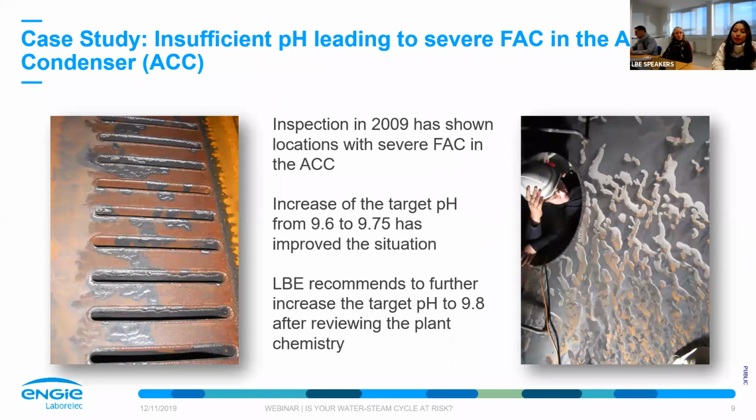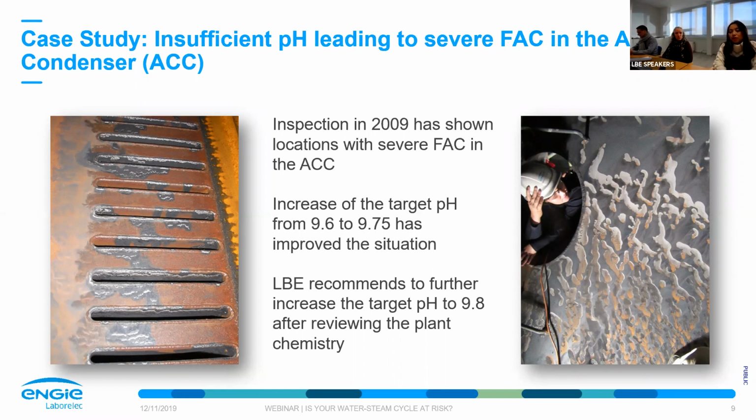You can see here it's pictures of an inspection Laborelec did in 2009, and what you recognize here is the sign of several locations that is found in the air-cooled condenser inlet and outlet. And this is really linked to the bad choice of target pH of treatment. We have recommended to increase the pH from 9.6 to 9.75, and the inspection we did a few years ago has shown that the situation has already improved.